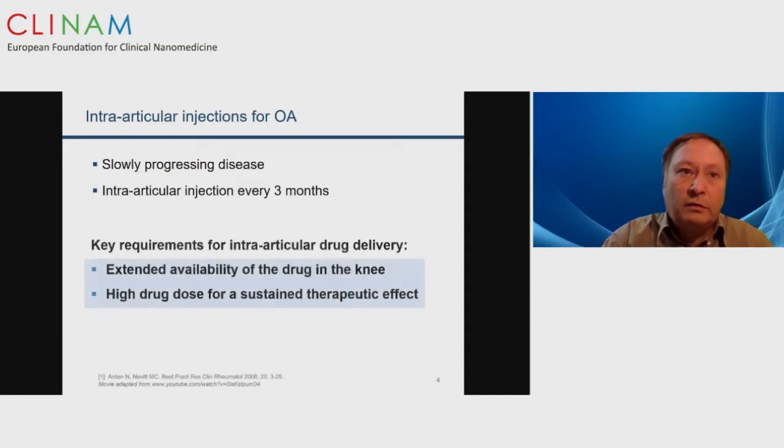Given this, we identified two main requirements for intra-articular drug delivery. First, we need an extended availability of the drug in the knee. And as a consequence, for a long-lasting therapeutic effect, we will also need relatively high drug doses to sustain the effect.